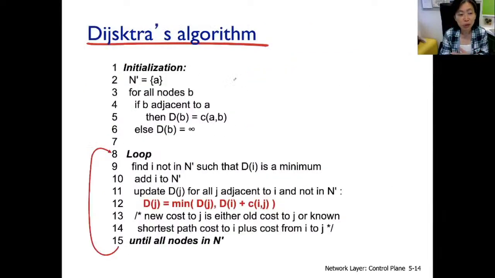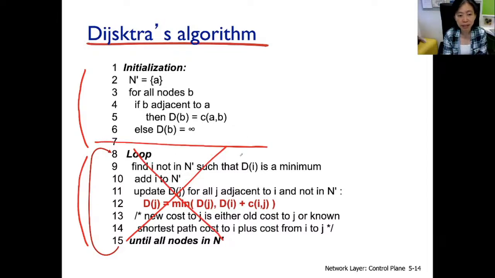So here's the pseudocode of the Dijkstra algorithm. There are two phases, the initialization phase and the looping phase. The looping phase looks really complicated, so let's not worry about that part yet and focus on the easier part, the initialization phase. What we're doing first is to initialize the N prime, the set of nodes we know already the best route to.